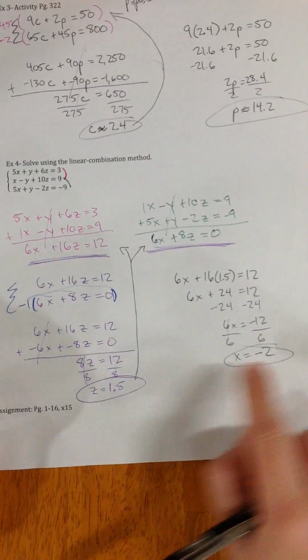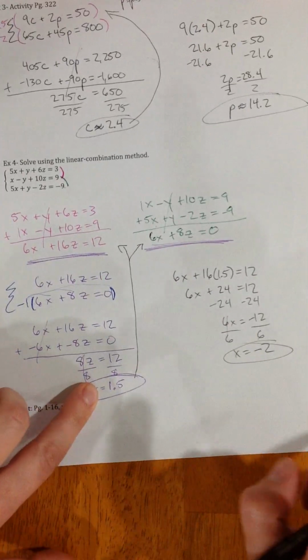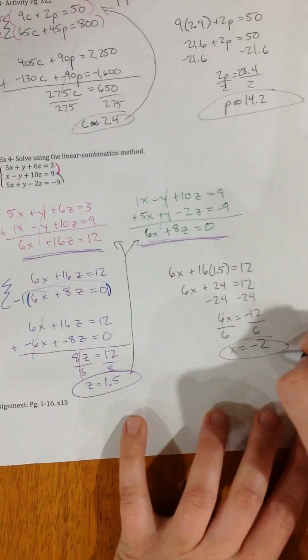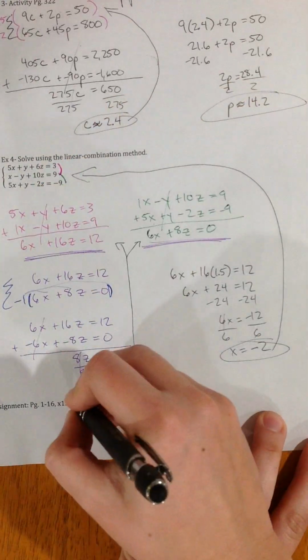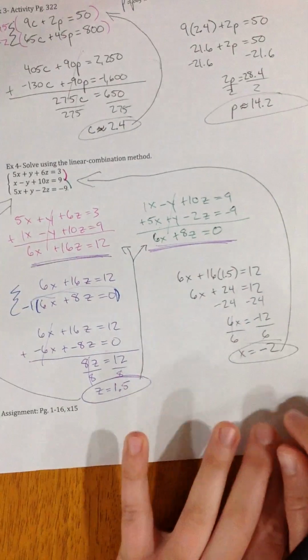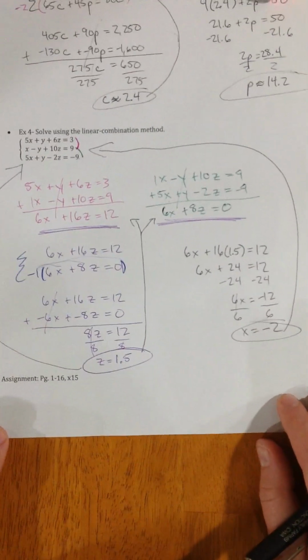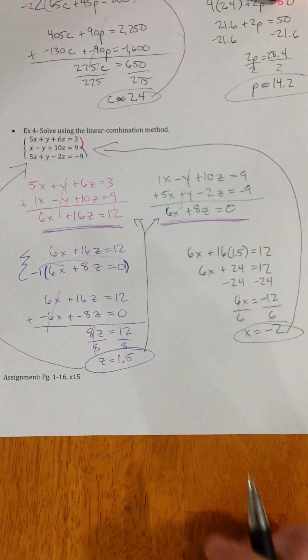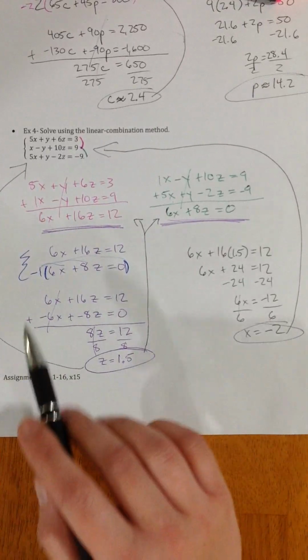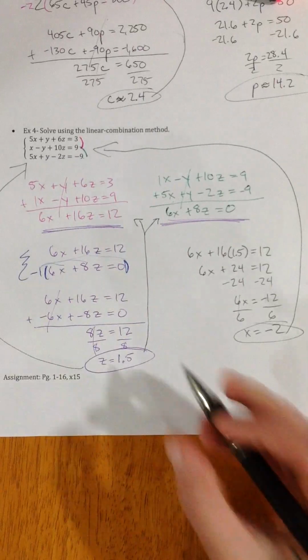Now I can take those two that I just found. I already had my z, and just got my x. So now I can take those and put them back up into one of the originals to then find my last value there, the y. Kind of running out of colors here, so I'll just do this one in black again. So again, it doesn't matter which one you plug into. I'll just go with the first one there.